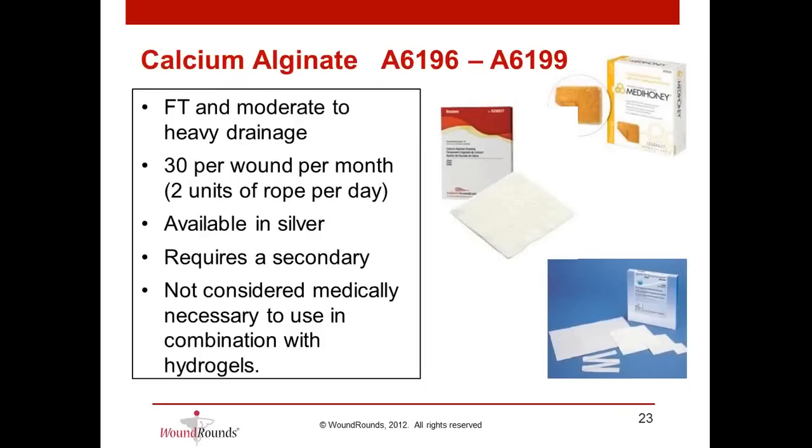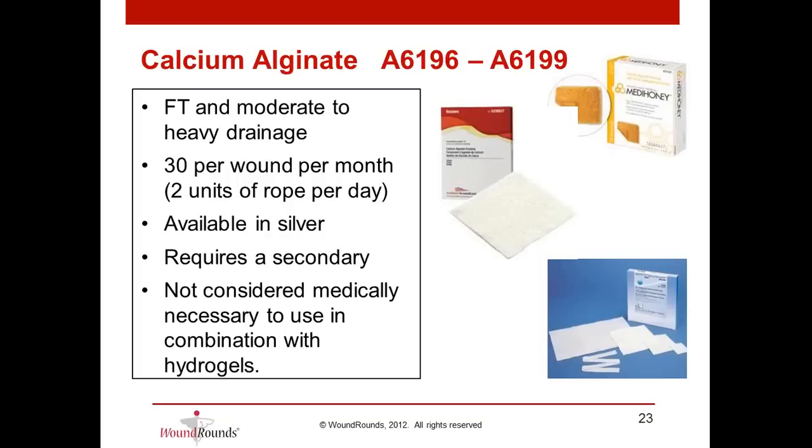Calcium alginates, the A6196 to A6199. Primary function of the calcium alginate is to manage that exudate and maintain a moist wound environment. Alginates are also great at facilitating autolytic debridement and can absorb sometimes up to 20 times their weight. Many will also form a gel within the wound.